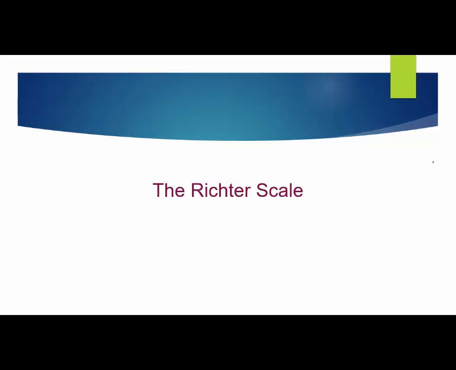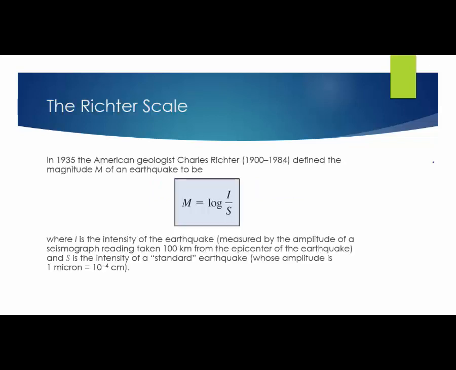Here's another example of a logarithmic scale, the Richter scale, which you may be familiar with as measuring the magnitude of an earthquake. In 1935, Charles Richter defined the magnitude M of an earthquake to be the logarithm of the ratio between the intensity of the earthquake, and you can see more information there about how that's measured, and the intensity of a standard earthquake. So we're looking at that ratio I over S.